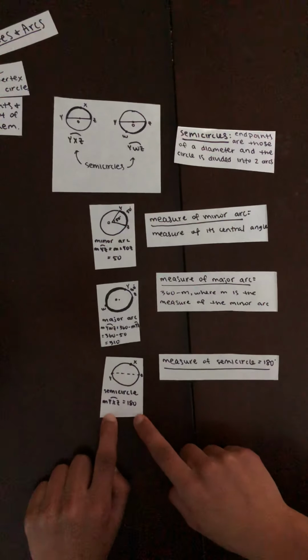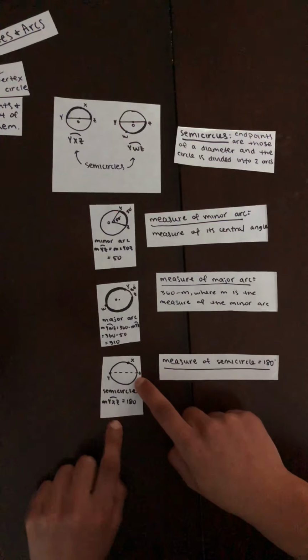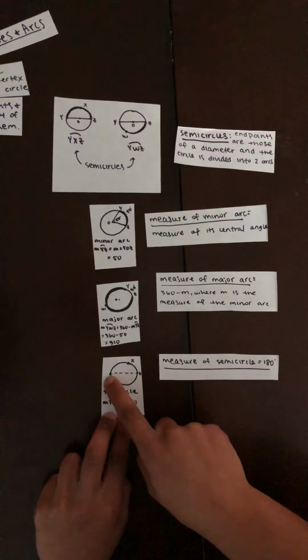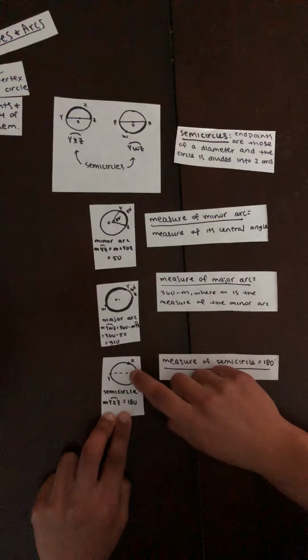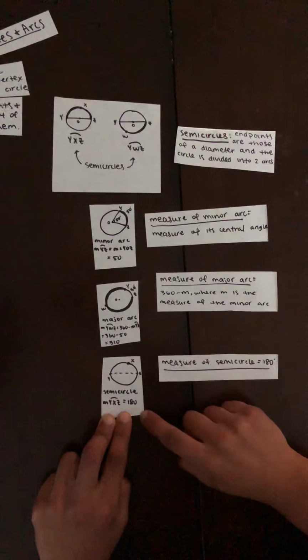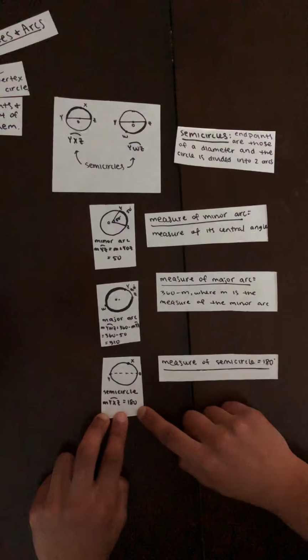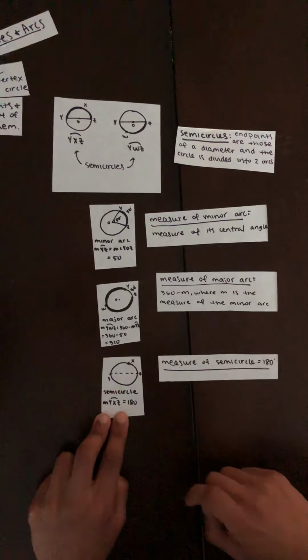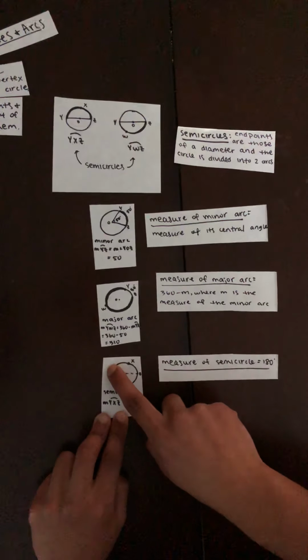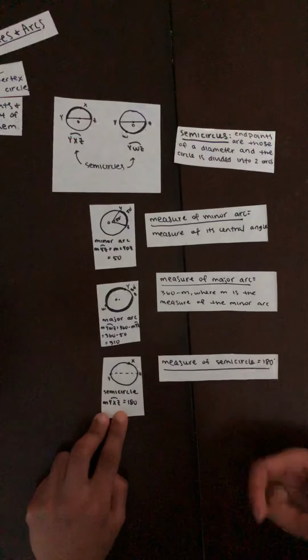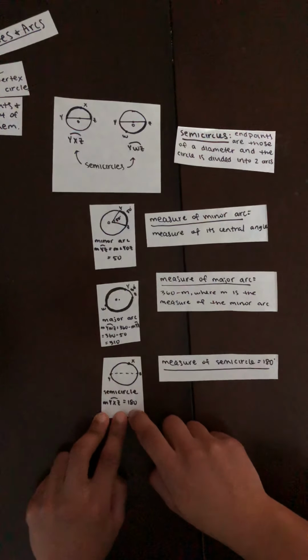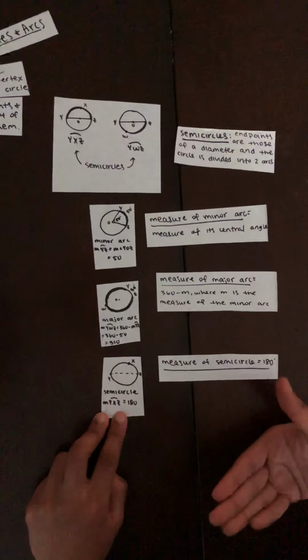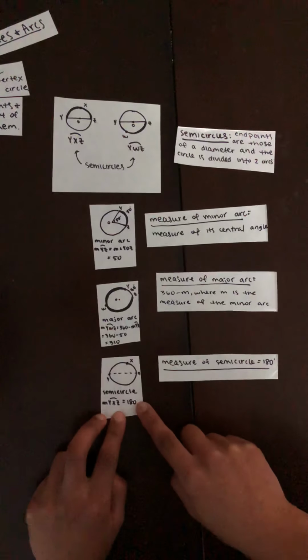Here we have another circle, and YZ is the diameter, as you can see right here, with another endpoint X. To find the measure of arc YXZ up here, the semicircle arc, it's just 180 degrees because you divide 360 by 2.